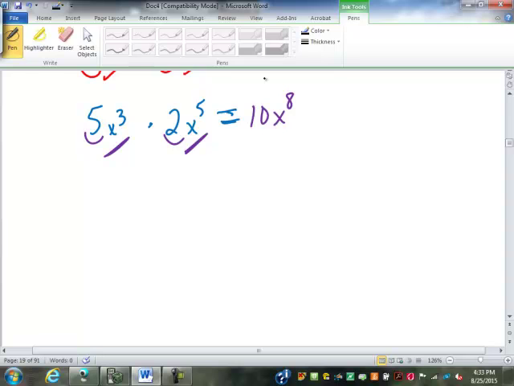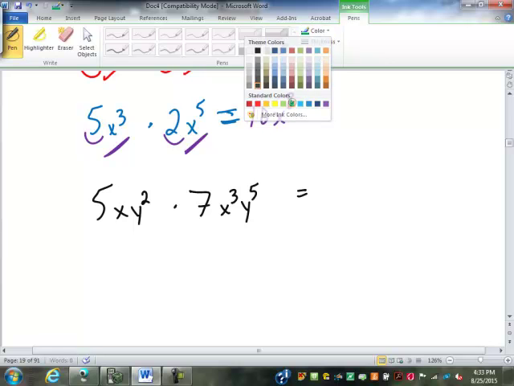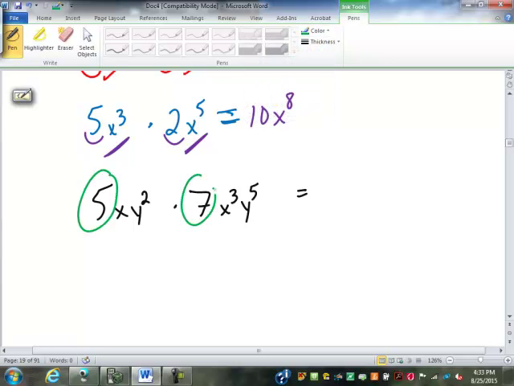We don't necessarily have to have just one variable. We have something like this. We're going to combine the counts. 5 times 7, 35. When we combine the names, we have xy squared and x to the third, y to the fifth. I gotta learn to use smaller numbers.